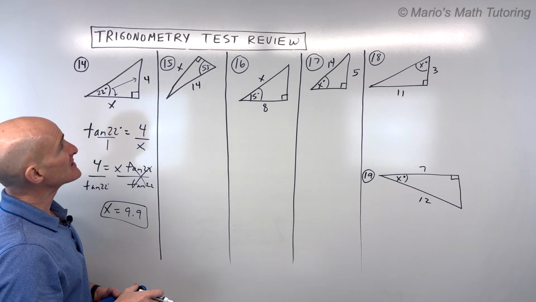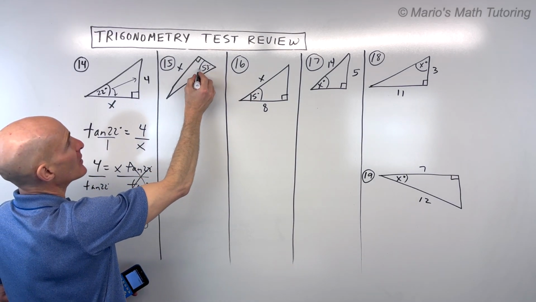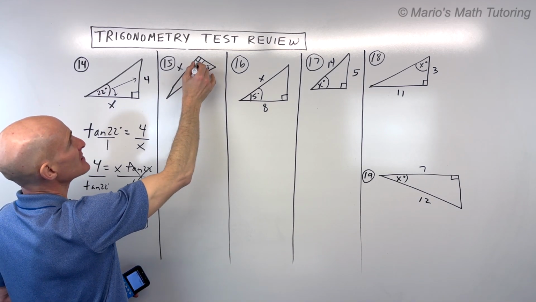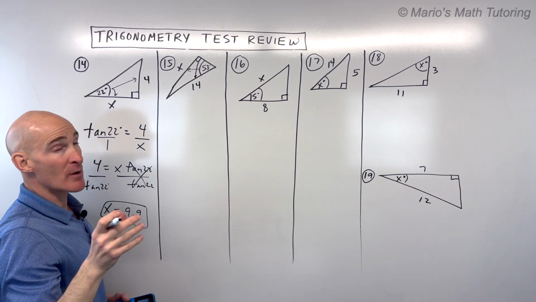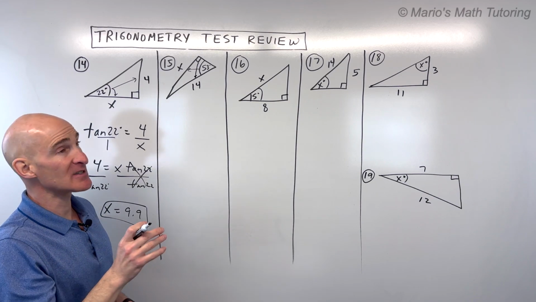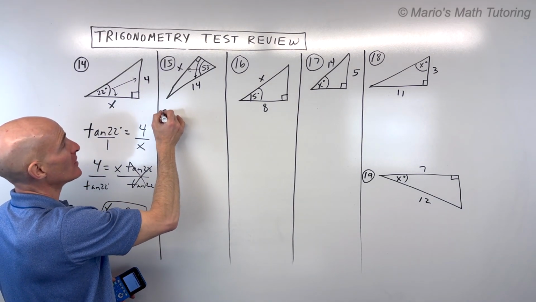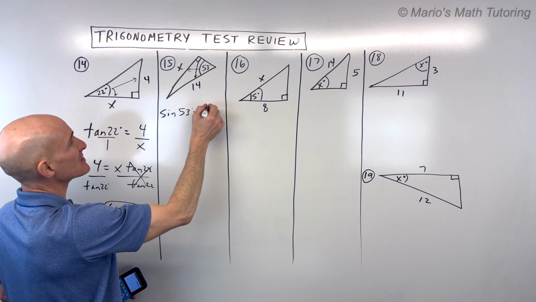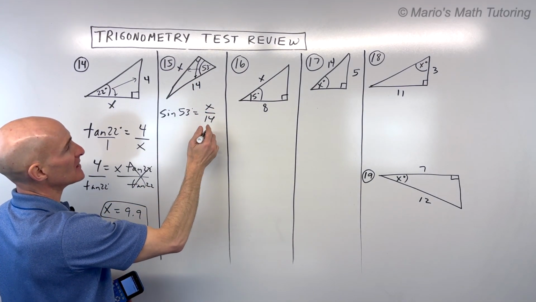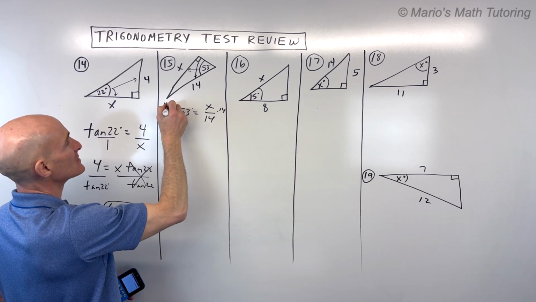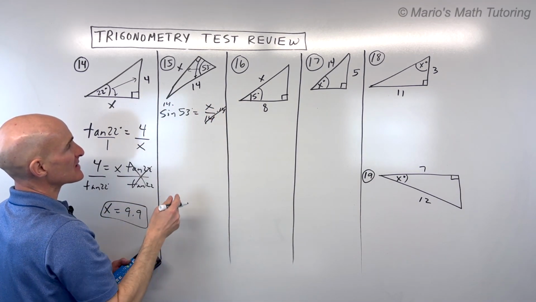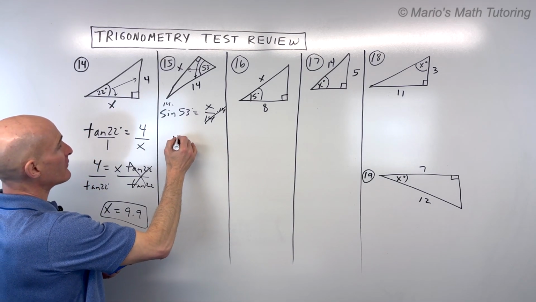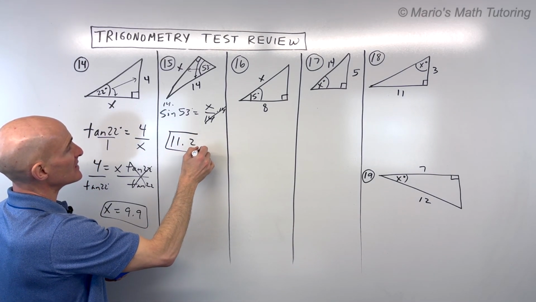Okay, number 15, same idea. We've got a right triangle, and it looks like now we've got this angle, 53 degrees. We're looking for the side opposite and we have the hypotenuse. So remember from that SOH CAH TOA acronym, opposite and hypotenuse, that's the sine ratio. So we have the sine of our angle, 53, equals the ratio of the opposite x over the hypotenuse, 14. If we multiply both sides by 14 to get x by itself, let's see what 14 times the sine of 53 is. That's about 11.2 if I round to the nearest tenth.